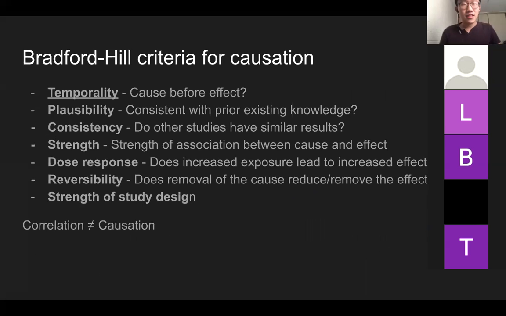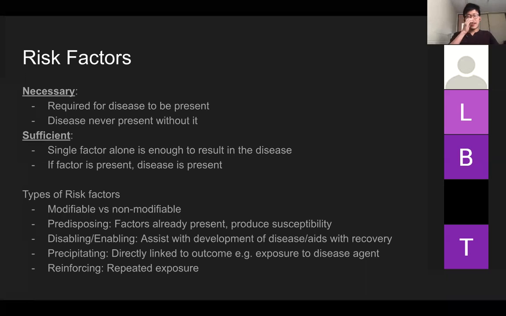We'll move on. So we're first going to take a look at risk factors. You've got 2 types of risk factors, necessary and sufficient. These are 2 quite important things that you need to be able to distinguish. If something is necessary, it's required for the disease to be present, and the disease is never present without it. Sufficient, if this single factor alone is enough to result in the disease, and therefore, if the factor is present, the disease is always present.